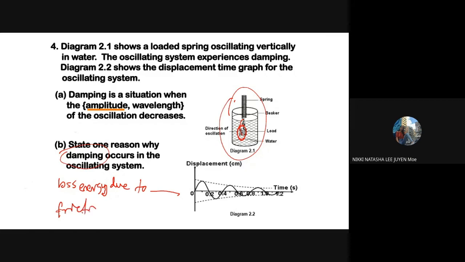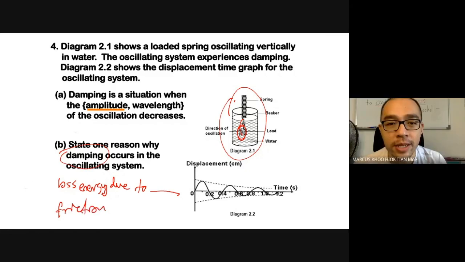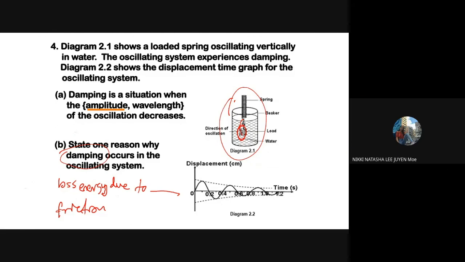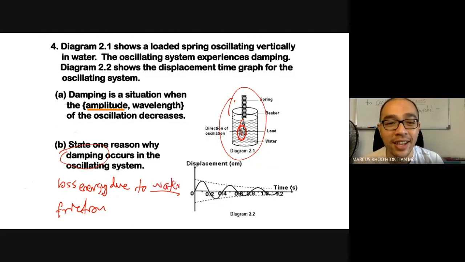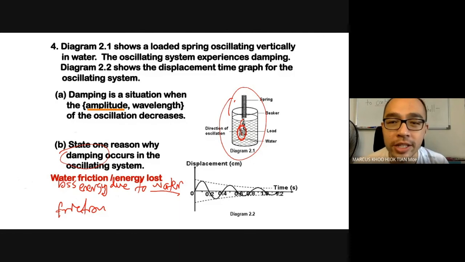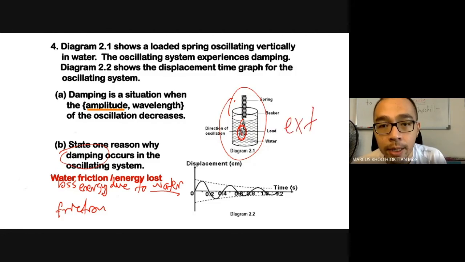What causes the friction? What is this load frictioning with? Oh, water. Water friction. Okay. So water friction, or energy loss due to the water friction. If you look, the system will tell you. If it is in the air, then it's air friction. But if it is in the water, it's water friction. If it is in your stomach, then it's a stomach friction. Up to you. Now remember that this is external damping.